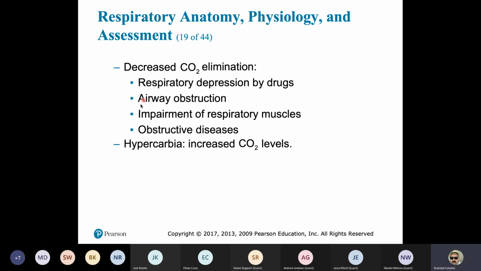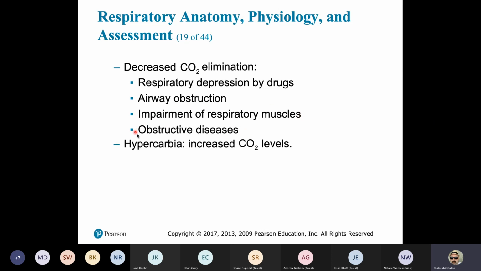Airway obstruction can also cause an increase in carbon dioxide. Impairment of respiratory muscles. That COPD patient that just gave up. If you ever had a patient that just says, I'm tired of breathing, I can't breathe anymore. They're going downhill fast. They're turning pale. That's an impairment of respiratory muscles.